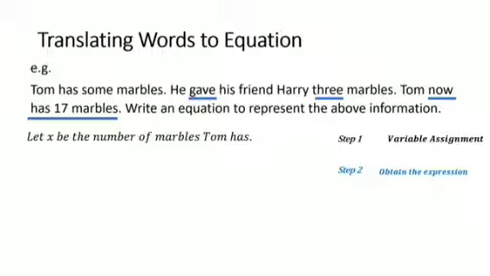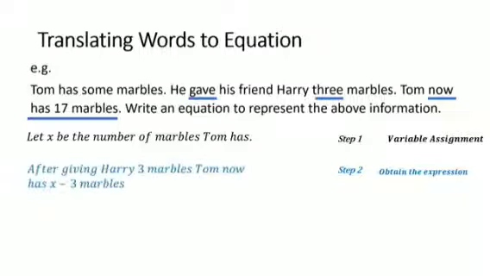Then you are going to combine the variables with the keywords to obtain the expression, like this. So that after giving Harry 3 marbles, Tom now has x minus 3 marbles. The third stage is to consider the equality. This means you are going to look and see what all of this information is equal to. And this is equal to 17.